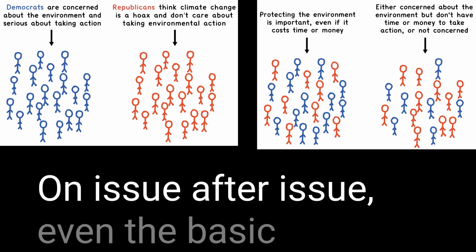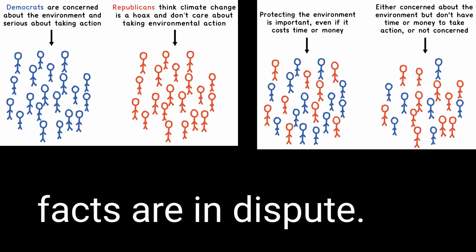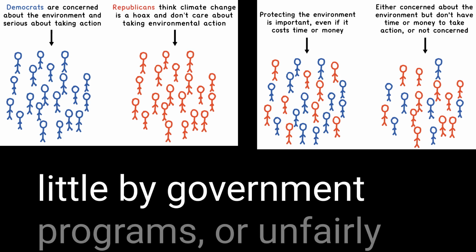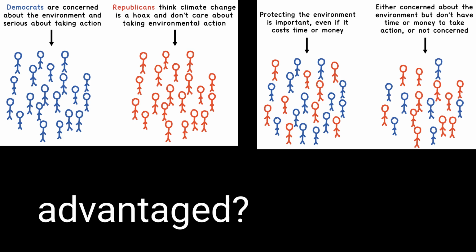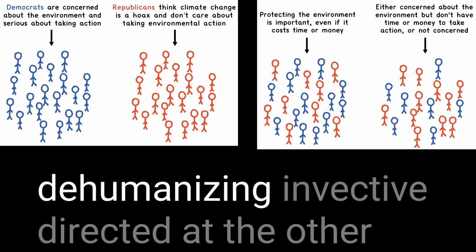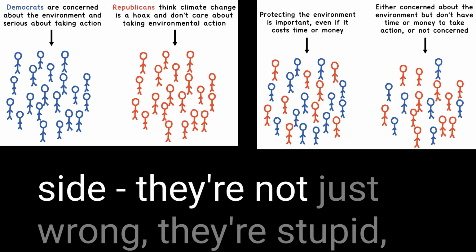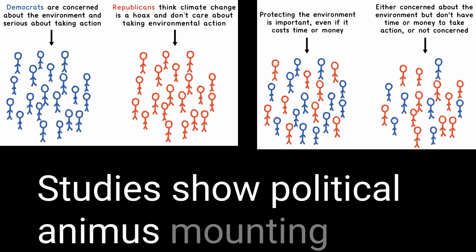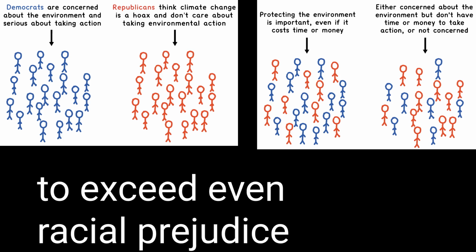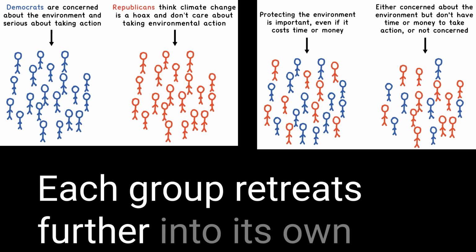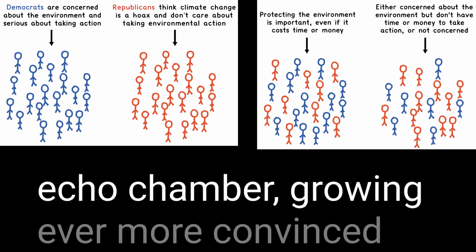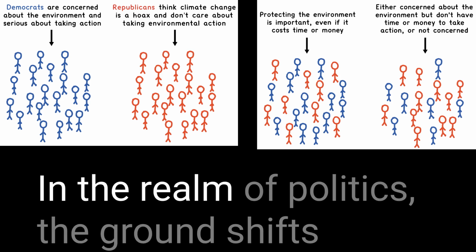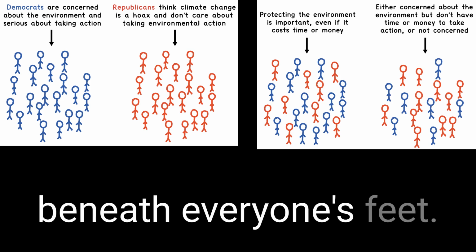On issue after issue, even the basic facts are in dispute. Is crime rising or falling? Are racial minorities being helped too little by government programs or unfairly advantaged? Social media feeds seethe with dehumanizing invective directed at the other side. They're not just wrong, they're stupid, brainwashed, even evil. Studies show political animus mounting to exceed even racial prejudice in some cases. Each group retreats further into its own echo chamber, growing ever more convinced of its righteousness and the other side's malevolence.